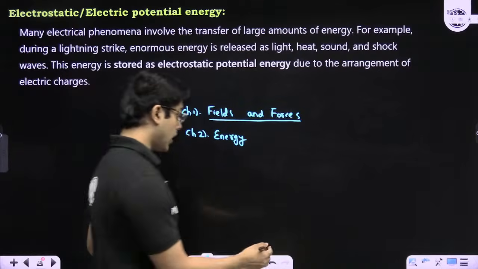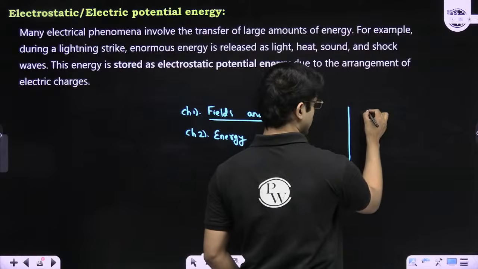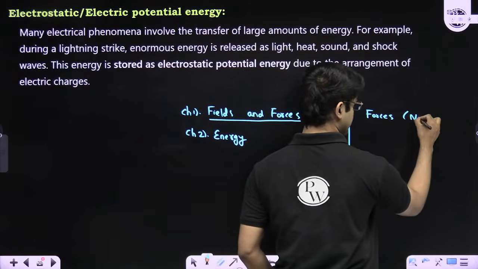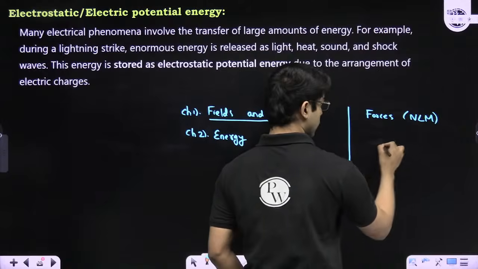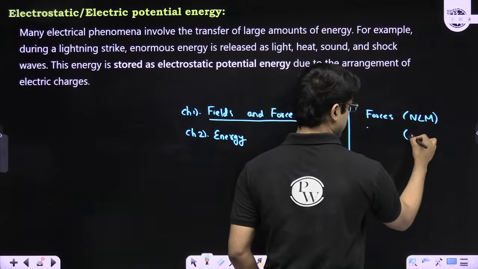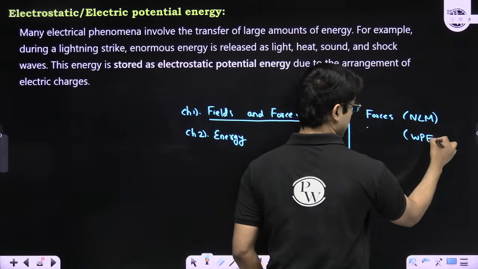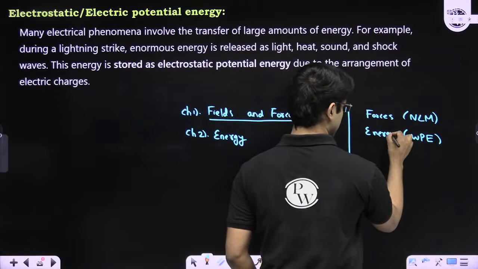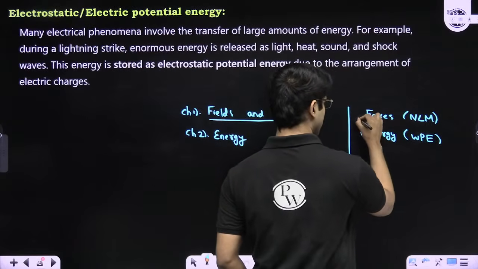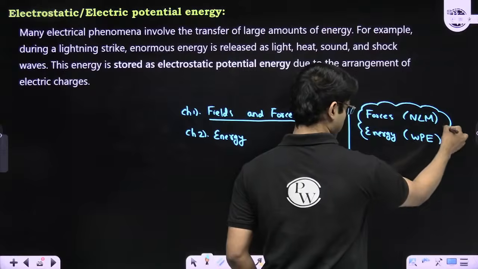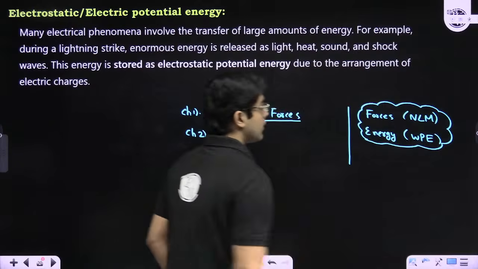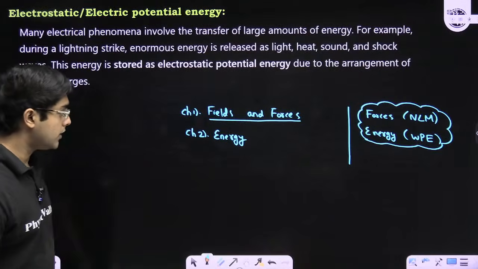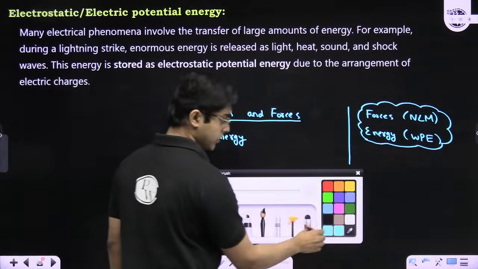This is similar to how we went from talking about forces in NLM in 11th standard. We started with forces, and in work power energy we moved on to energy, right? This is also similar. Energy is a useful way to look at physics problems. So we will move on from fields and forces to the energy in this chapter, mainly potential energy.